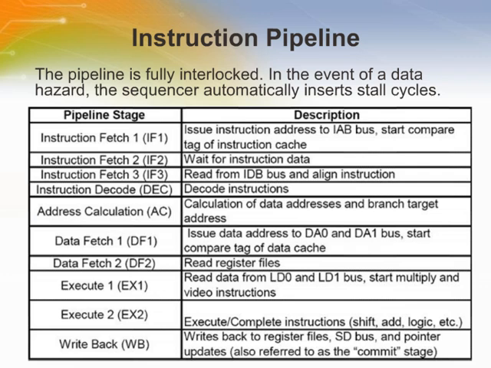The Blackfin also has an instruction pipeline, which is responsible for the high clock speeds that are possible. The one thing to notice is the pipeline is fully interlocked. What this means is in the event of a data hazard, such as when one instruction sets up a register that the next one is supposed to be using, and it's not ready because of where it is in the pipeline, the sequencer automatically inserts stall cycles and holds off the second instruction until the first one is complete.